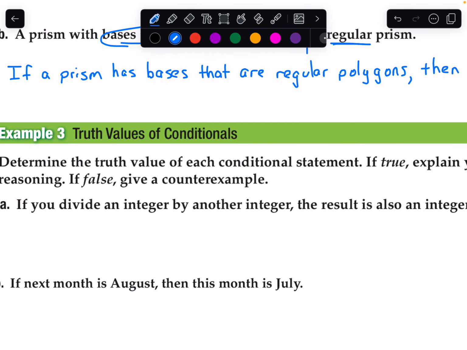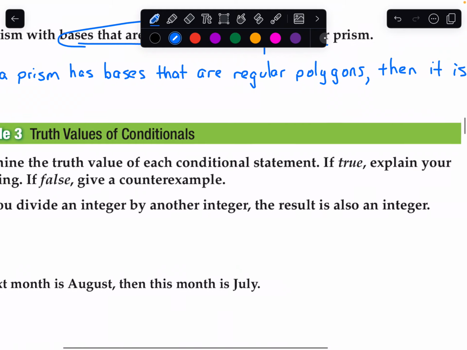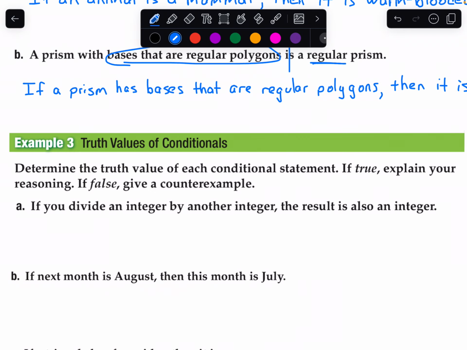So example A, if you divide an integer by another integer, then the result is also an integer. Okay. Divide an integer by another integer. Could that be true? Well, this isn't a false statement. Really, we haven't made enough of a claim to be falsifiable, but this is something that could work. So we'll call that a true statement.